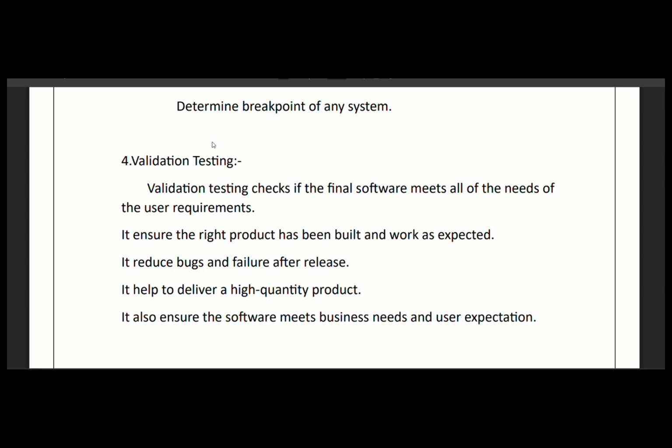The next point is validation testing. Validation testing checks if the final software meets all of the user requirements. It ensures that the right product has been built and works as expected. It reduces bugs and failures after release. It helps to deliver a high quality product. It also ensures software meets business needs and user expectations. Basically, validation testing is a type of testing that makes sure the software or the system meets the user needs and requirements.